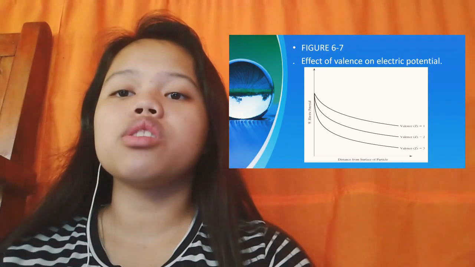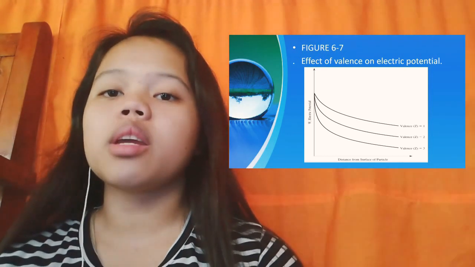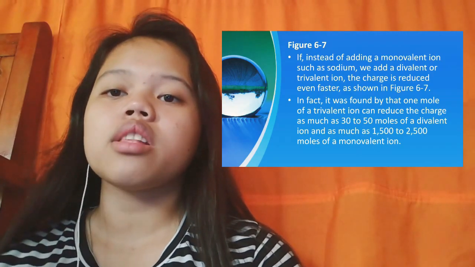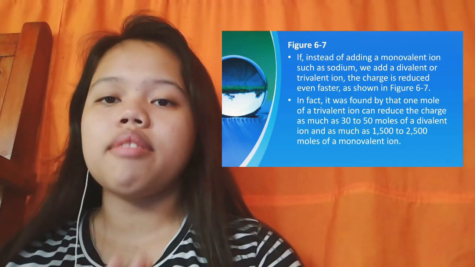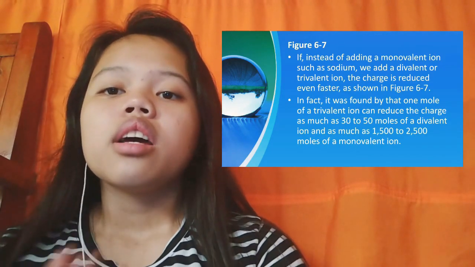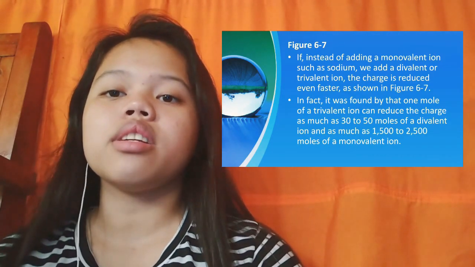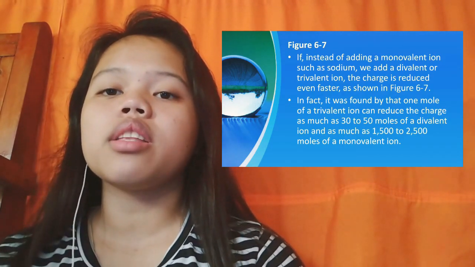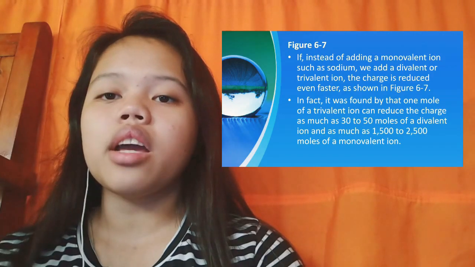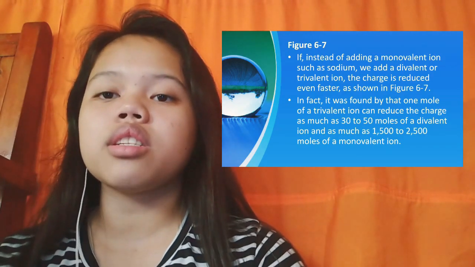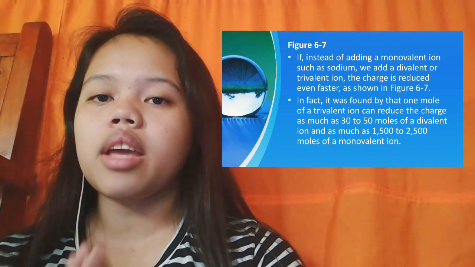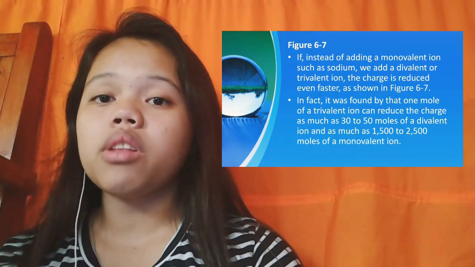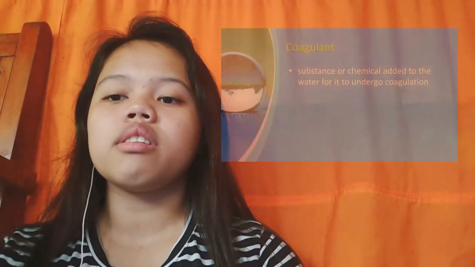Figure 6.7 shows the effect of valence on electric potential. If, instead of adding a monovalent ion such as sodium, we add a divalent or trivalent ion, the charge is reduced even faster, as shown in figure 6.7. In fact, it was found that 1 mole of a trivalent ion can reduce the charge as much as 30 to 50 moles of a divalent ion and as much as 1,500 to 2,500 moles of monovalent ion.